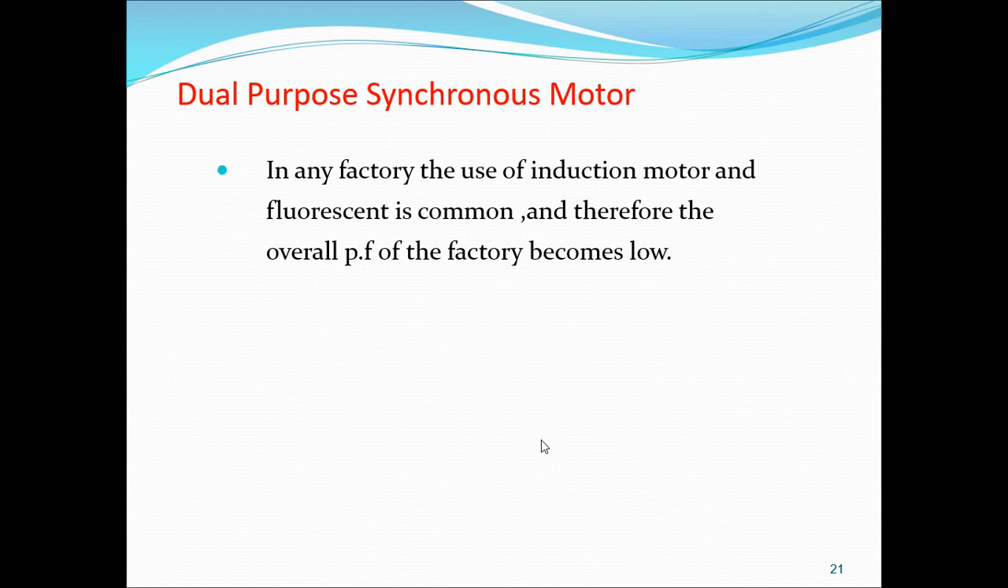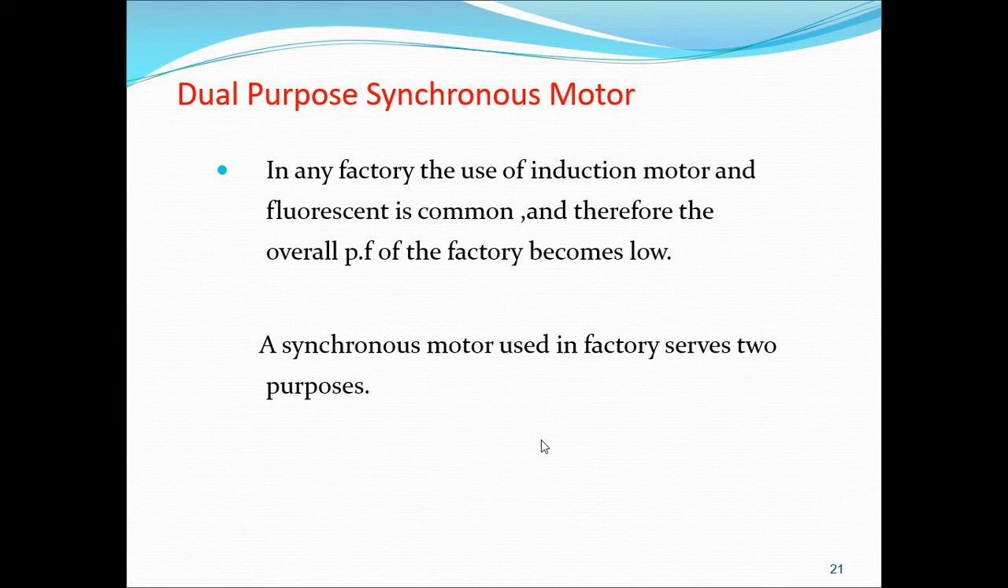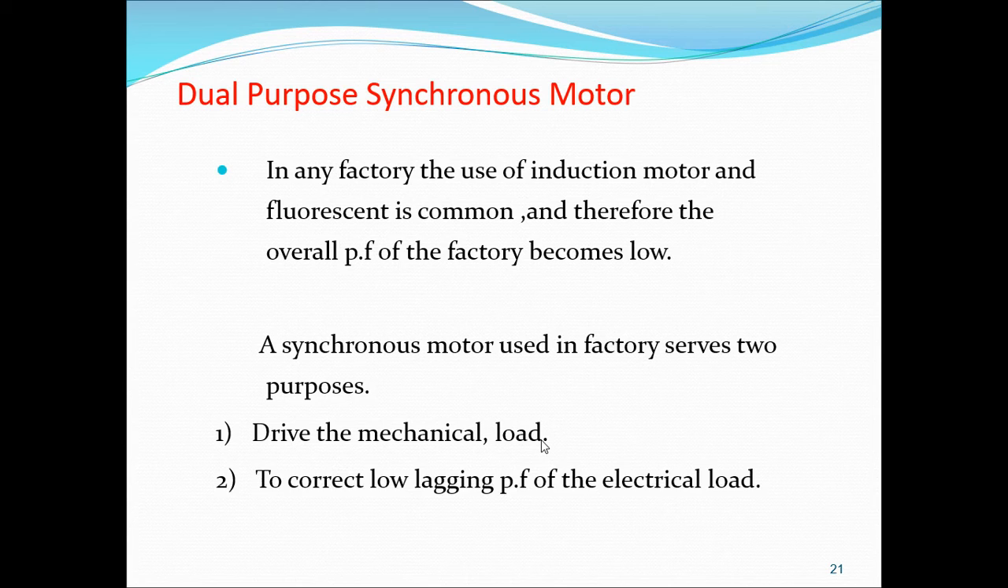So in a factory, the use of induction motors and fluorescent lamps is common, and therefore the overall power factor of the factory is low. Then how can we improve it? A synchronous motor used in a factory serves two purposes. So what are the two purposes? One is to drive the mechanical load, and the next one is to improve the load power factor, to improve the low lagging power factor.